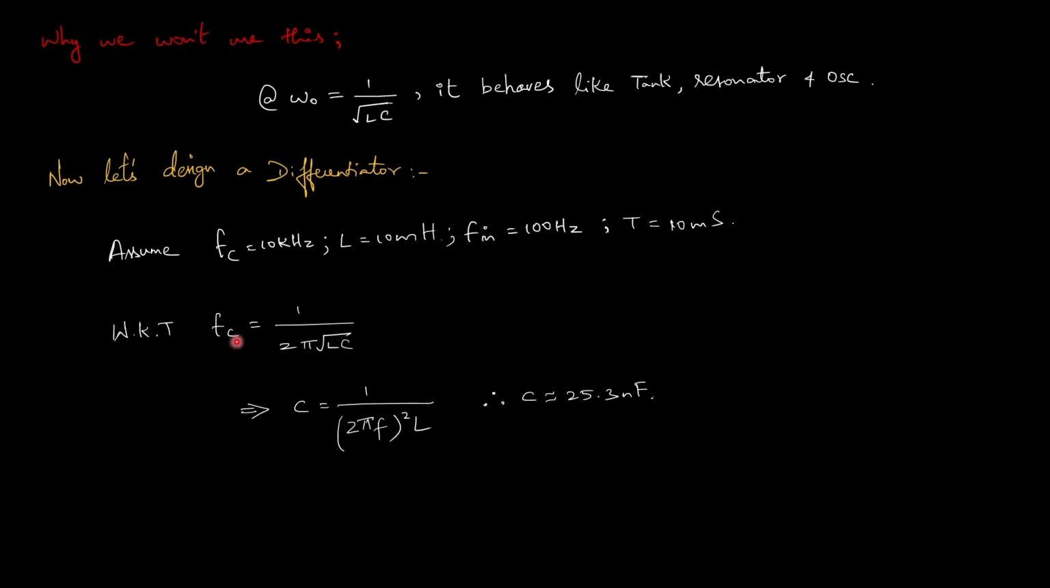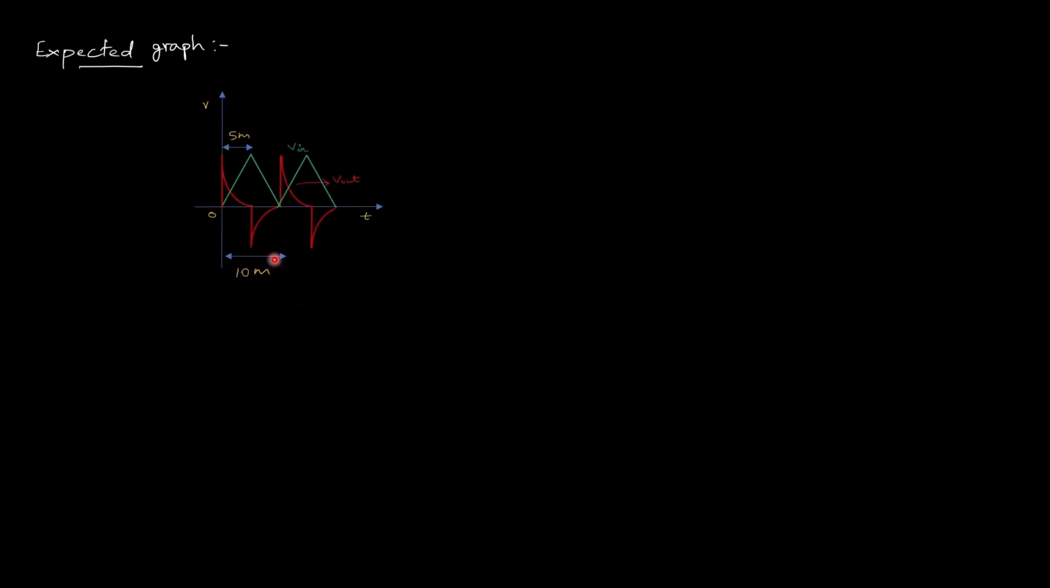So we know that the formula for cutoff frequency is equal to 1 by 2π root of LC, and by substituting these values I get the capacitance to be around 25.3 nanofarad. So this is our expected graph. If I give a ramp signal, I should see a spike, which is the impulse signal at the output. Now let's try to simulate this in Cadence and verify whether we are getting our expected graph.